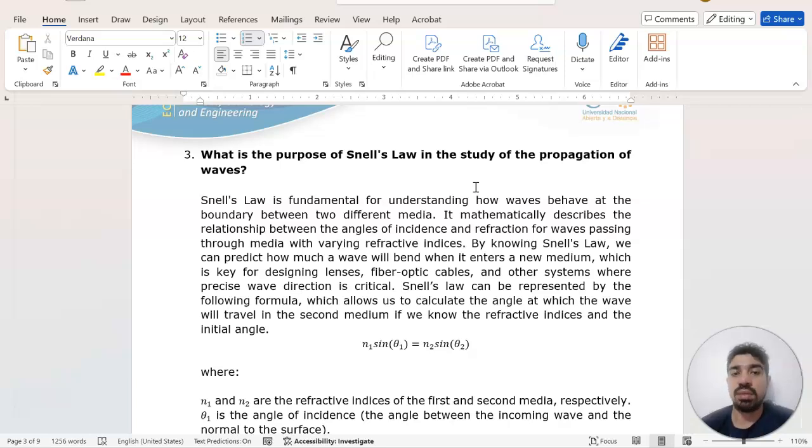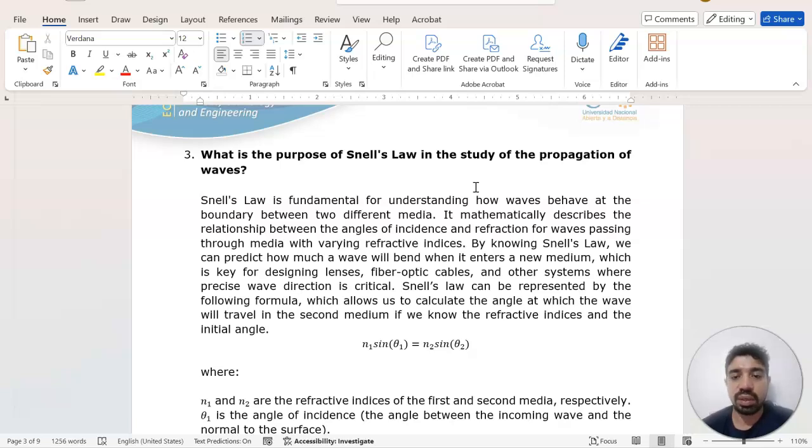First, we need to understand what Snell's law means. It is fundamental for understanding how waves behave at the boundary between two different media, which mathematically describes the relationship between the angles of incidence and refraction for waves passing through media with varying refractive indices. It can predict how much a wave will bend when it enters a new medium, which is key, for example, for lenses, fiber optic cables, and other systems where precise wave direction is critical.